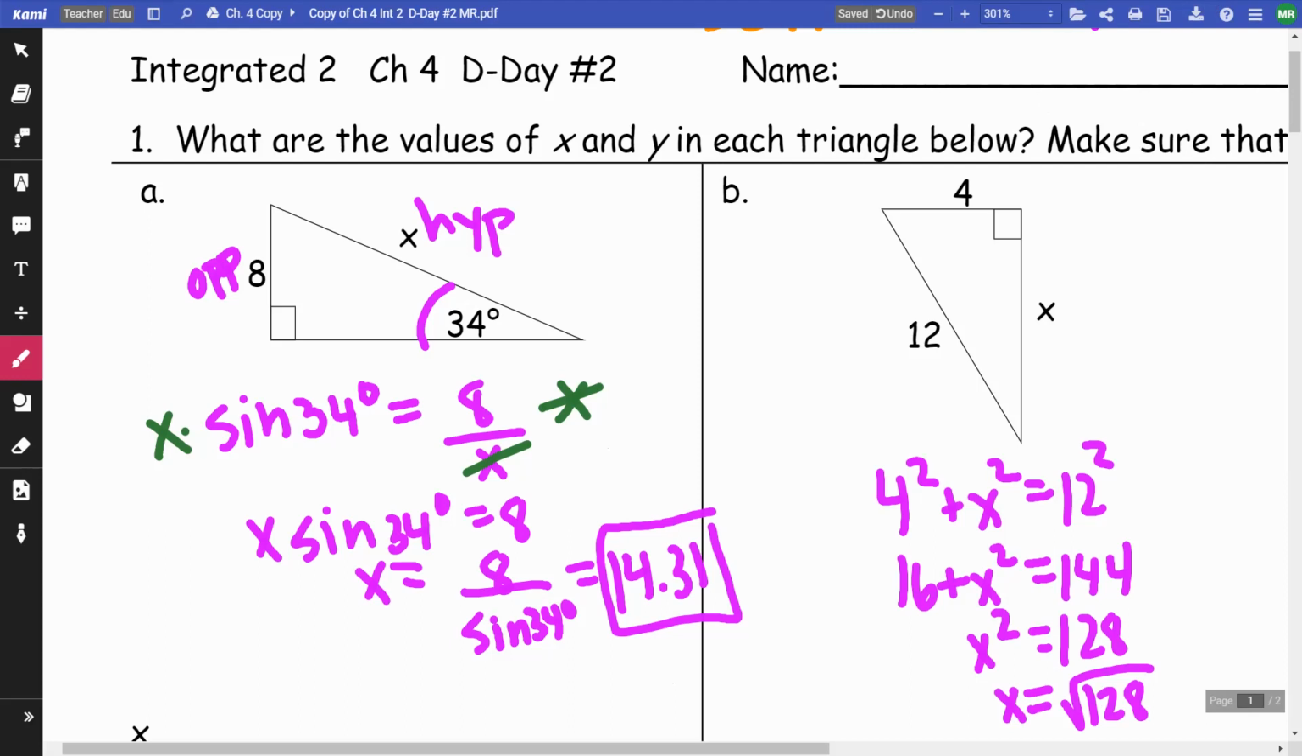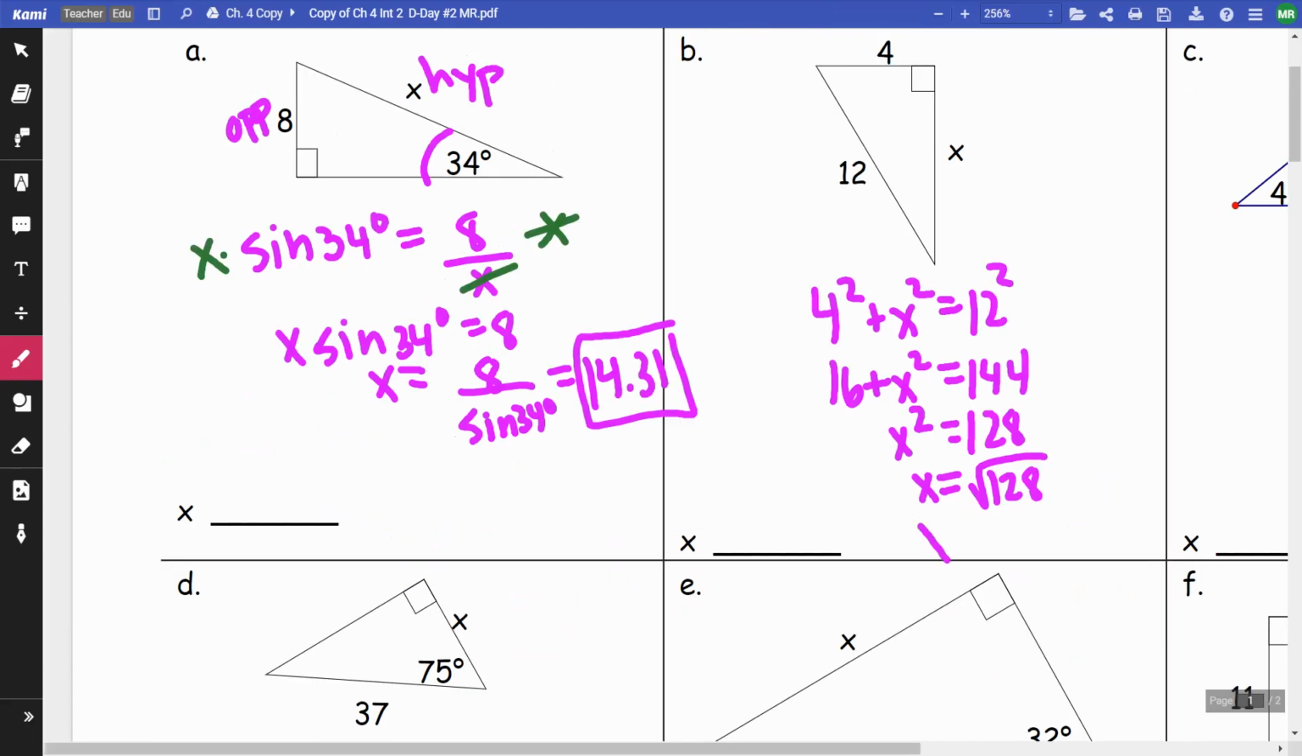Now I can break that down. 128, let's see, divided by 4 is 32. So for sure, let's see, I've got a 4, I think a 64 will go into this. So this is actually going to be the square root of 64 times the square root of 2, which really means that this is 8 root 2.